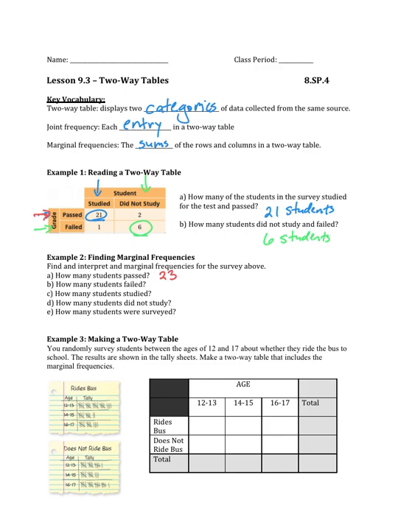Okay. For our next question, we want to see how many students failed. So we're looking at this row, and we don't care whether they studied or not. We're just adding up the total number of students who failed, which is 7.